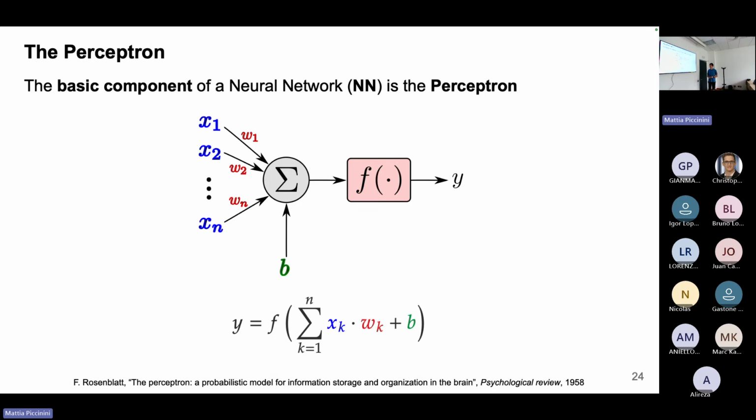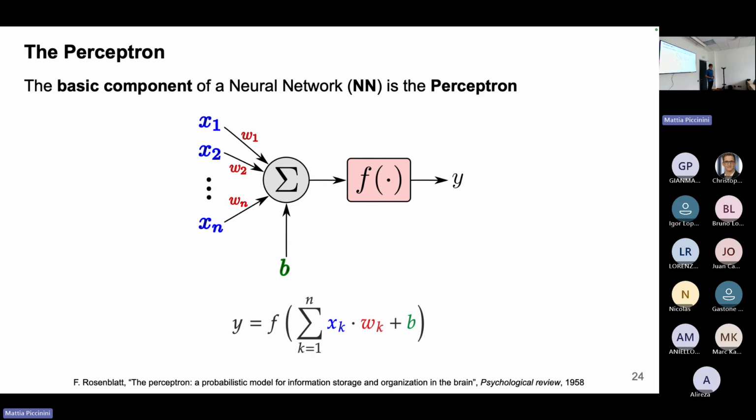Typically, the weights wk and the bias b are learnable, so they can be trained by the neural network to provide the best approximation that relates measured outputs with measured inputs x. The architecture presented is quite old. It's from 1958. So it's very old.